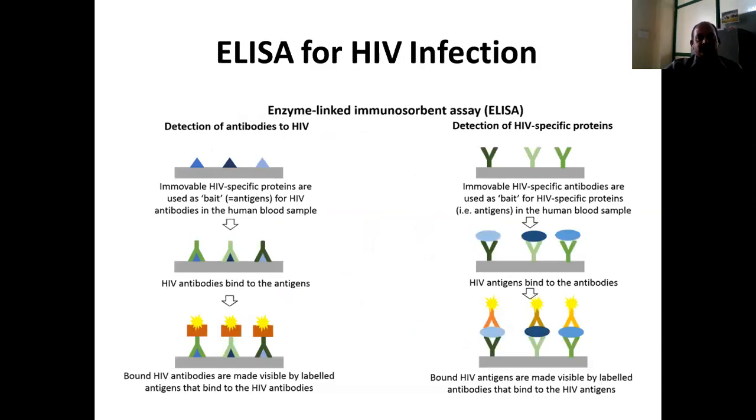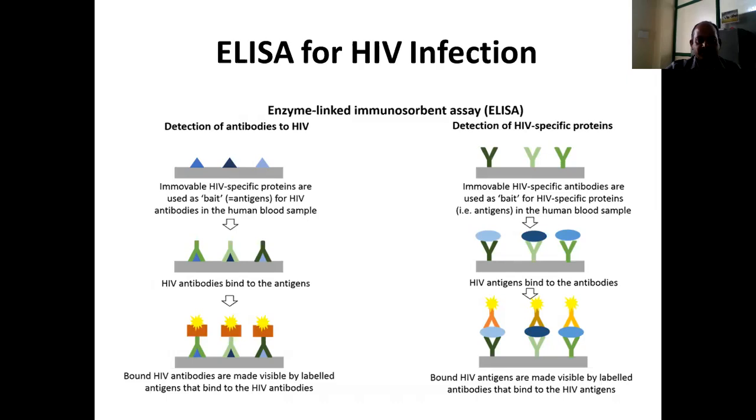ELISA for HIV infection. ELISAs are enzyme-linked immunosorbent assays. They can detect antibodies, and they can also detect specific proteins or antigens. In case of antibody detection, immobilized HIV-specific proteins or antigens are used as bait, and the human blood sample containing antibodies is added to that. Antibodies, after addition, will go and bind to the antigen. These bound HIV antibodies are made visible by labeled antigens that bind to the HIV antibodies.